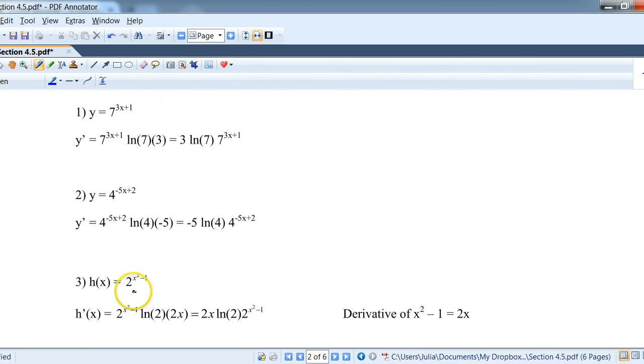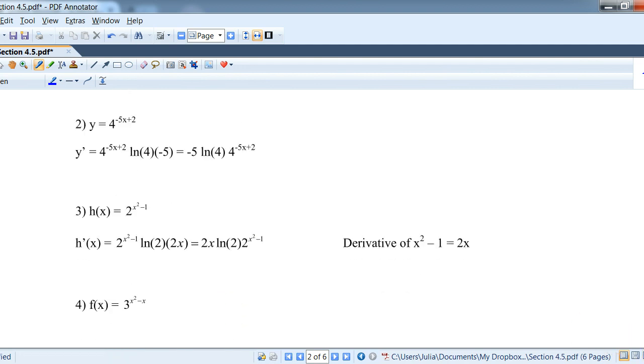Okay, same thing with 2 to the x squared minus 1 power. We get 2 to the x squared minus 1 times the ln of 2 times 2x. Again, do not be tempted to multiply it out. If you put ln of 2 in your calculator, you get a decimal. So that's how you could do it if you wanted to. But again, we can put 2x in the front times the ln of the base times 2 to the power of x squared minus 1.